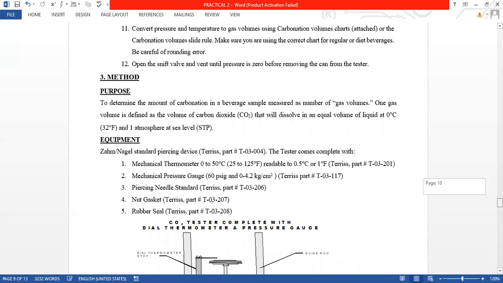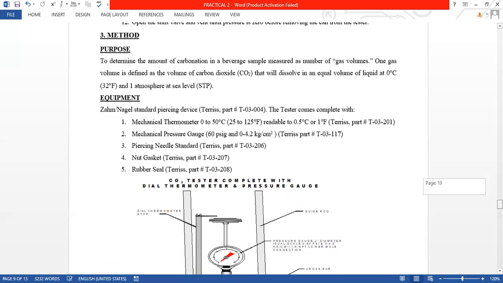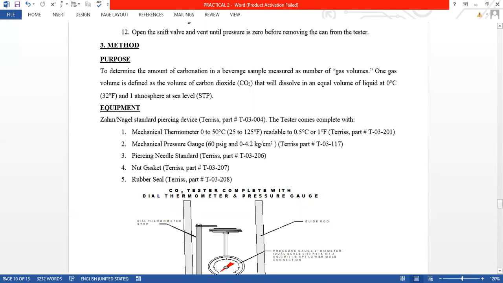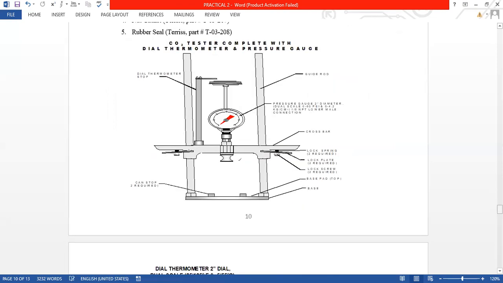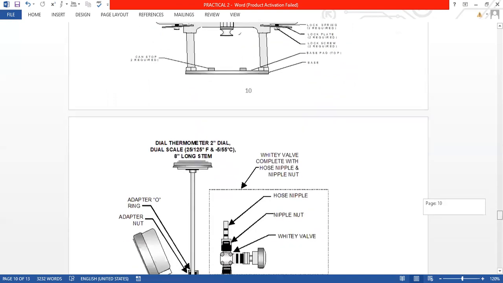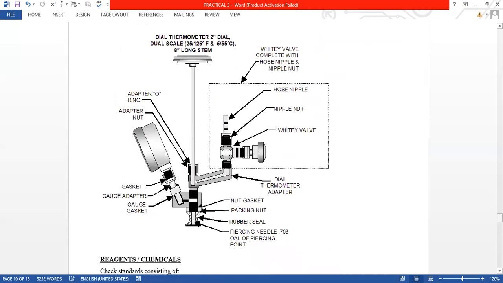And now I'm heading towards the third method, which is the gas volume sample measure. In this, the equipment: mechanical thermometer, mechanical pressure gauge, piercing needle, standard nut, gasket, rubber seal. This is the diagram of the carbon dioxide tester, complete with the dial thermometer and pressure gauge. This is the dial thermometer, dual scale.